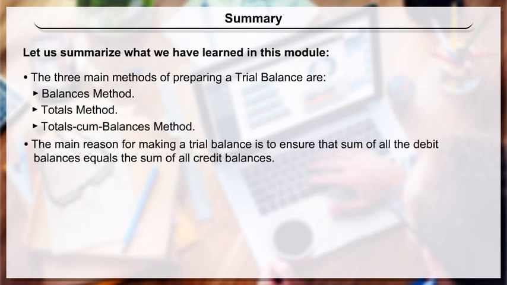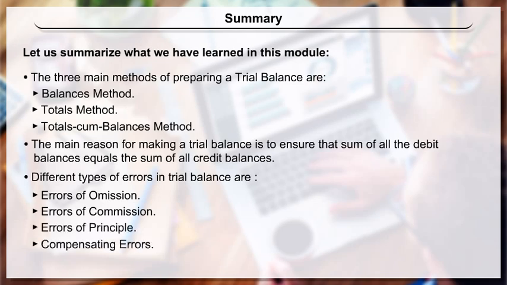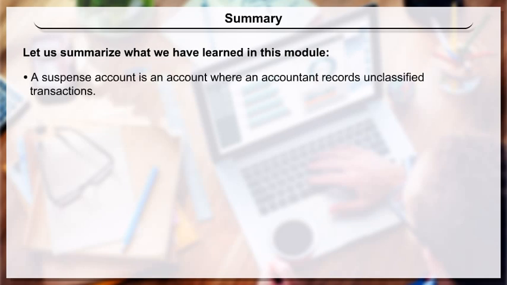The main reason for making a trial balance is to ensure that the sum of all the debit balances equals the sum of all credit balances. Different types of errors in a trial balance are: errors of omission, errors of commission, errors of principle, compensating errors. A suspense account is an account where an accountant records unclassified transactions.